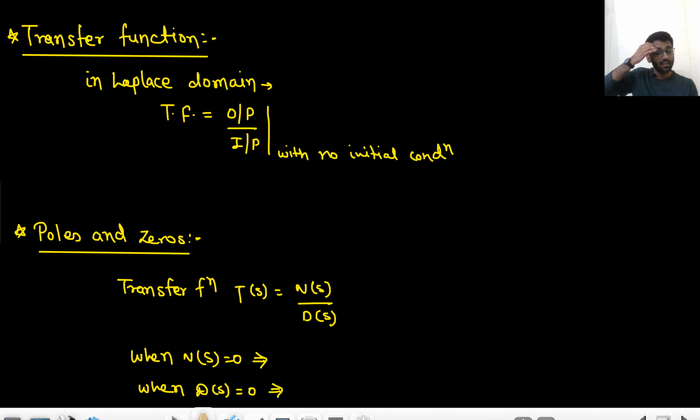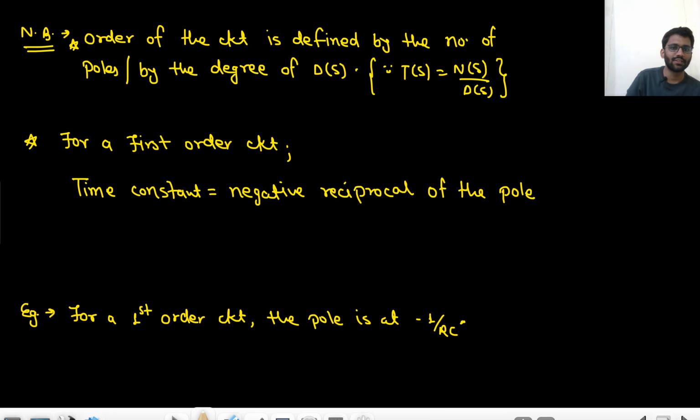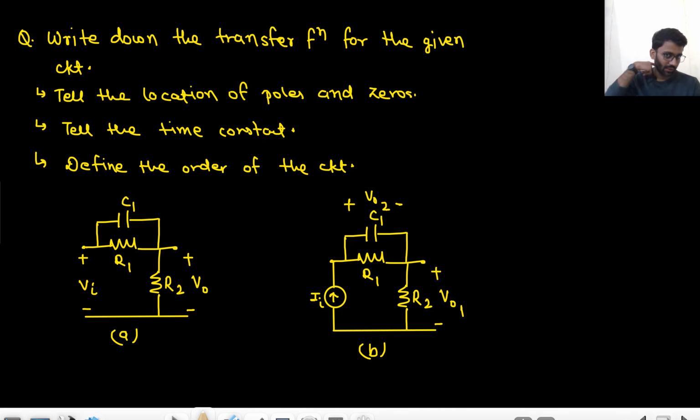In the next video, we will see what a transfer function is, what poles and zeros are. From poles and zeros, how you can find the time constant, and how you define the order of the circuit. Then we will see one or two simple examples where you find these three things: location of poles and zeros, time constant, and the order of the circuit. Then we will see one more analysis. So this will be the next video, and after that we will be solving the assignment.